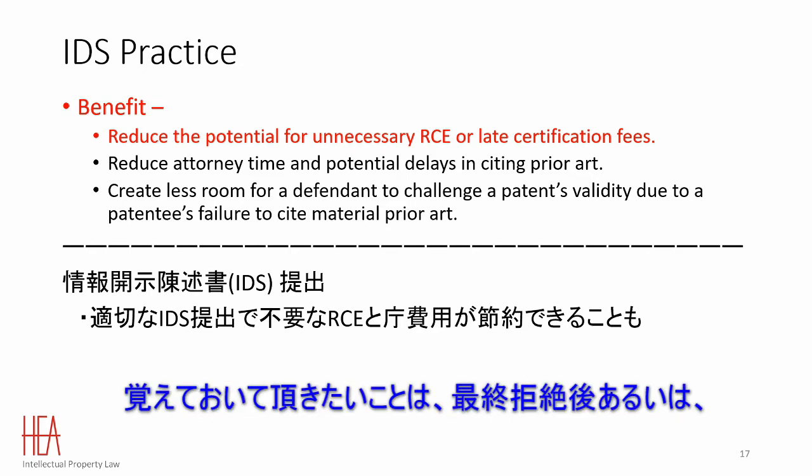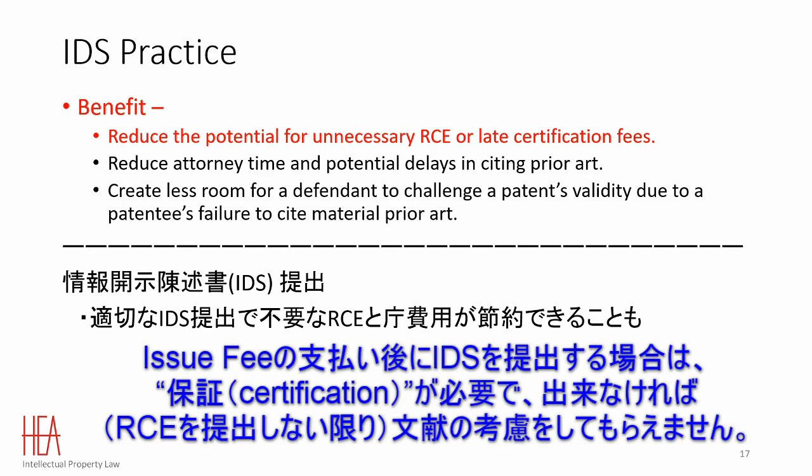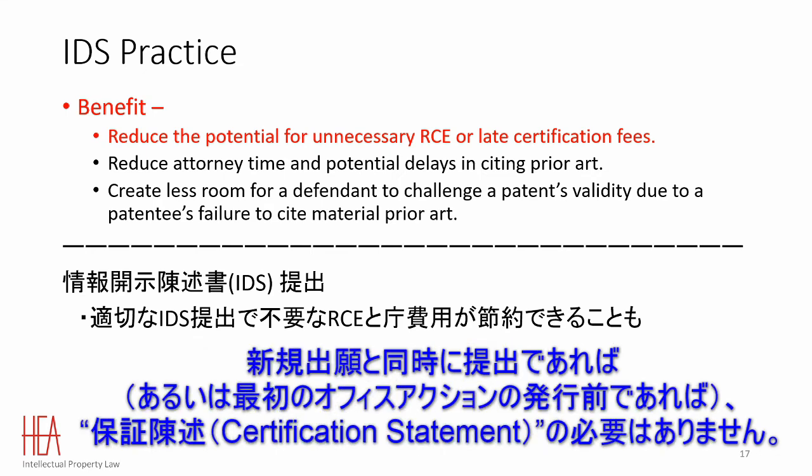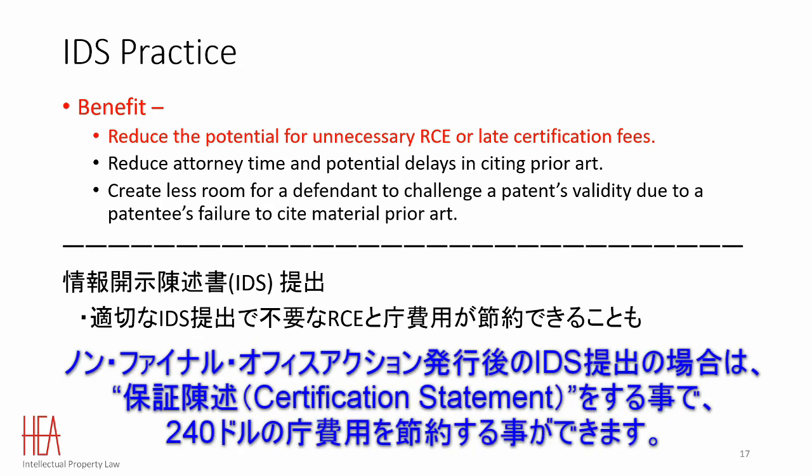So keep in mind, if we're after final rejection, we need that certification statement. If we've already paid the issue fee, we need that first cited within 3 months certification statement. If it's a brand new application, we don't need the certification statement. If the application is after a non-final rejection, the certification statement lets us save a $200 USPTO fee.